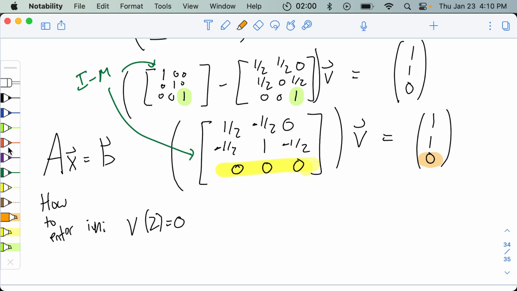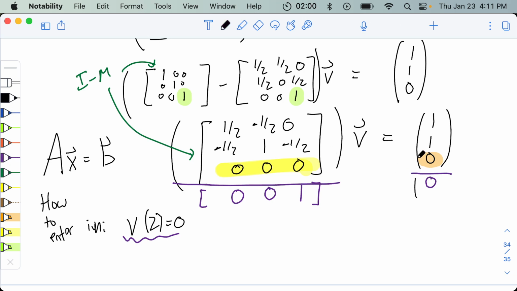And we sort of have a separate problem, which is how do we include this? And the way you can include that is to add it on as a row. So the way to include v of 2 equals 0 is you add on this condition that 0, 0, 1 times v equals, and in this case it's the number 0. And adding on this row, sometimes people call this an augmented matrix. And they draw a little line to show it's the augmented matrix.